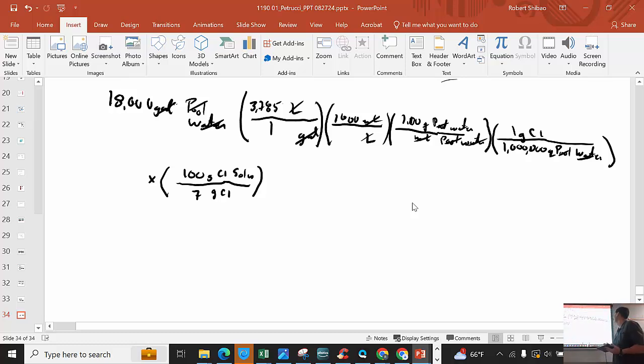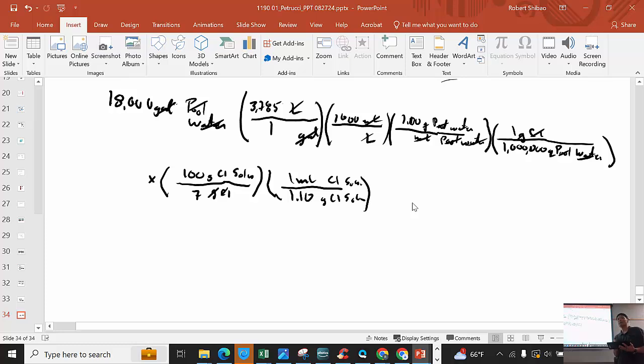But anyway, the grams of pure chlorine cancel, and that gives us the grams of the chlorine solution. And then we go to this. Is there something that gets rid of grams of chlorine solution altogether? Yes. And what was that? The density. And here I'll put in the right number: 1.10 grams of chlorine solution per 1 milliliter of chlorine solution.